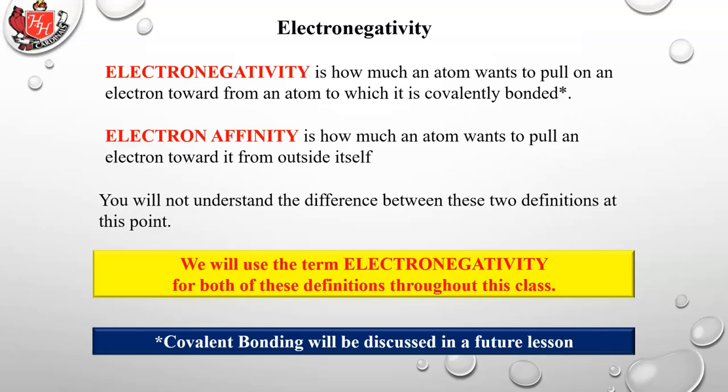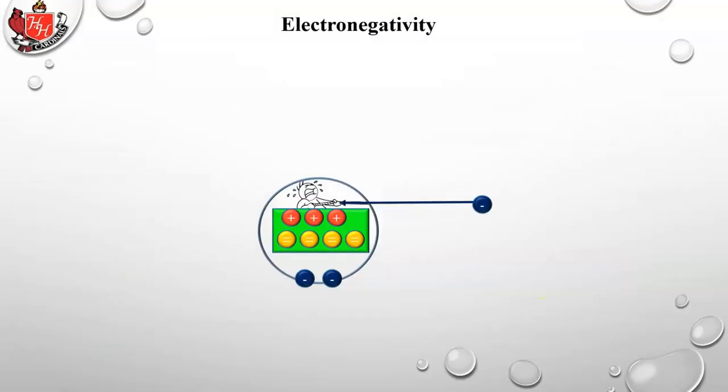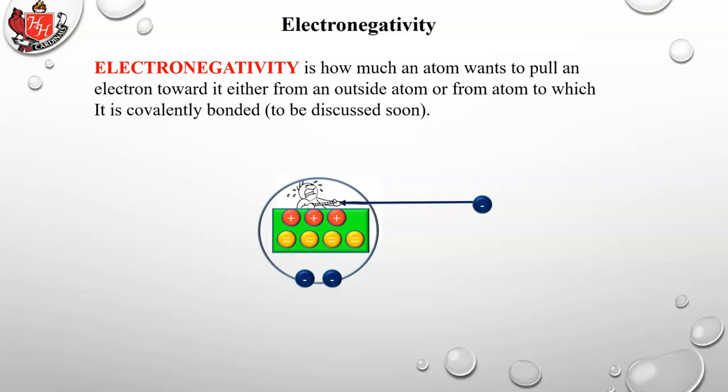The reason is simply that's the way books treat it. Really, rarely do books talk about electron affinity. They simply talk about electronegativity as meaning an atom pulling in outside electrons that were not originally belonging to it. So electronegativity is how much an atom wants to pull an electron toward it from either an outside atom or from an atom to which it is covalently bonded. So that's the definition that we're going to use for electronegativity. Anytime it wants to pull in an electron from outside of itself that does not originally belong to it.